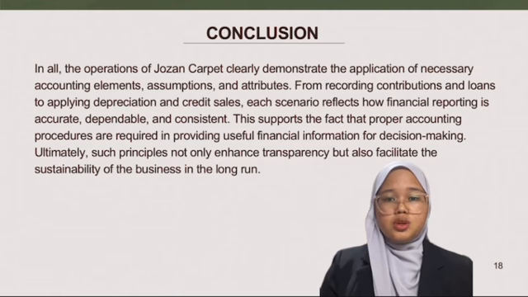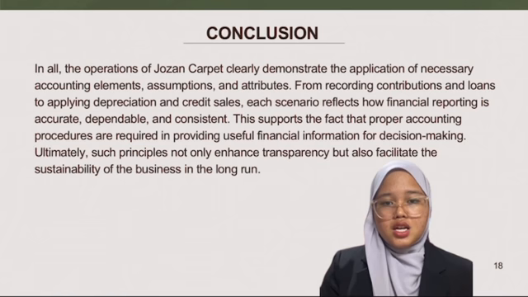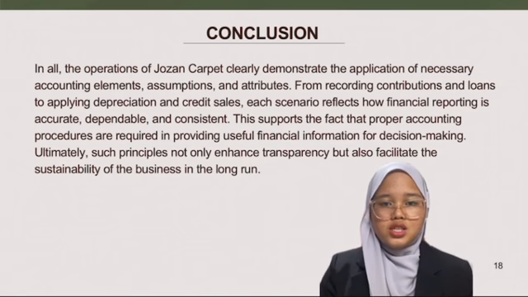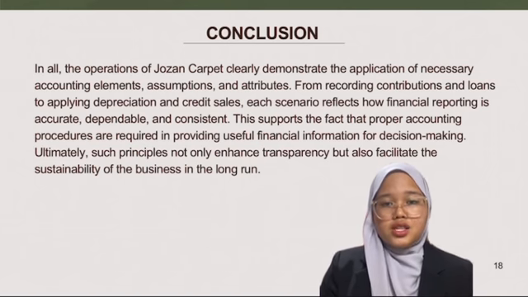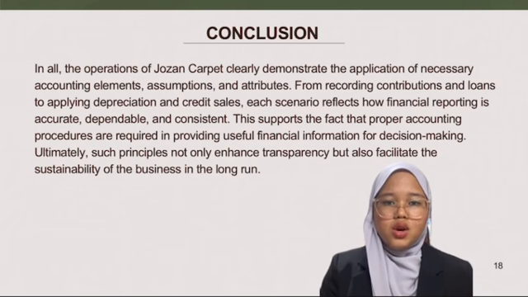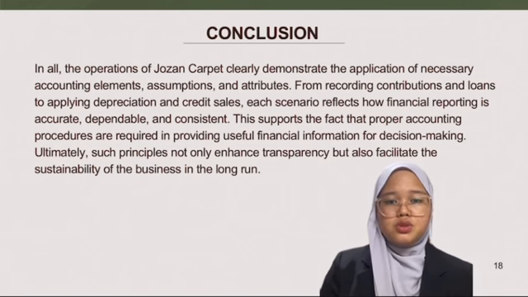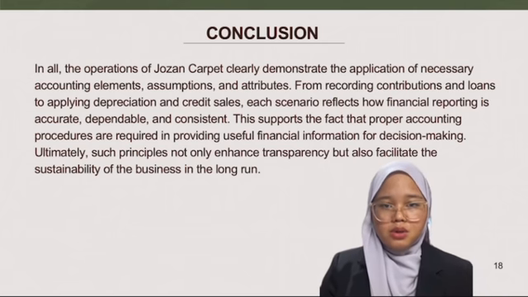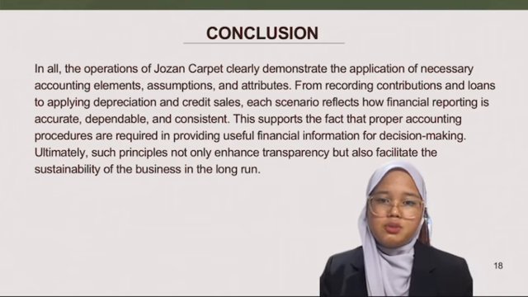Conclusion: all the operations of Jozan Carpet clearly demonstrate the application of necessary accounting elements, assumptions, and attributes. From recording contributions and loans to applying depreciation and credit sales, each scenario reflects how financial reporting is accurate, dependable, and consistent. This supports the fact that proper accounting procedures are required in providing useful financial information for decision making. Ultimately, such principles not only enhance transparency but also facilitate the sustainability of the business in the long run.